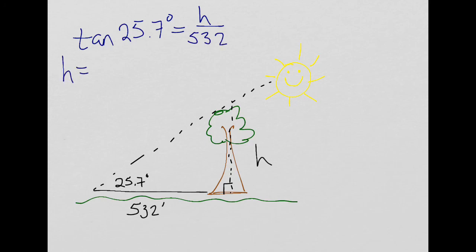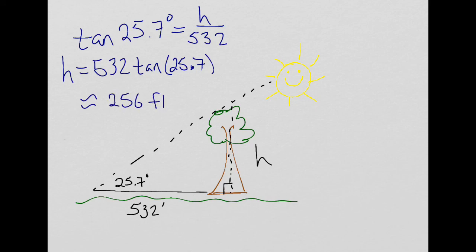So the height is 532 times the tangent of 25.7. Like I said, you'll need a calculator in degree mode to compute this. It doesn't have a nice angle, a nice measure that we can use from our chart. But if you go through and calculate this, you'll get about 256 feet.